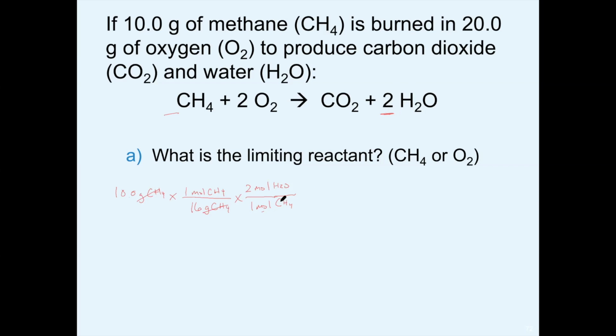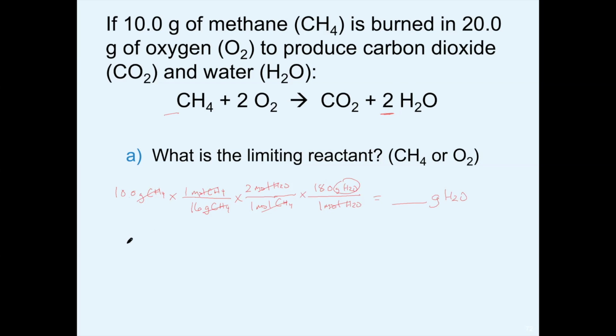Okay, so moles of CH4 over moles of CH4 cancel. And then I just use the molar mass of water: 1 mole of H2O, again just simplifying things, is 18 grams of H2O. The molar mass of water is 18, so moles of water over moles of water cancel, and I get grams of water. That's going to give me a certain number of grams of H2O. So then I do the same calculation with the other reactant.